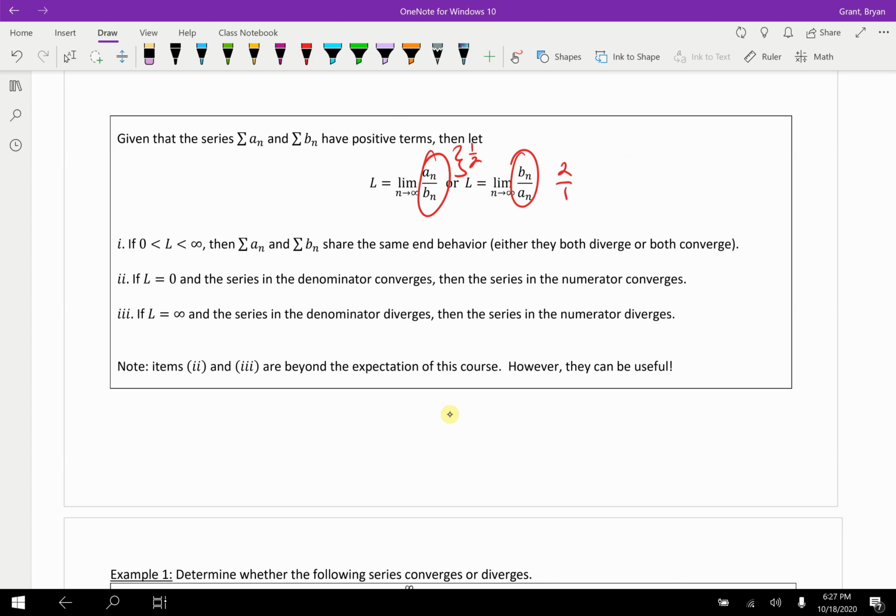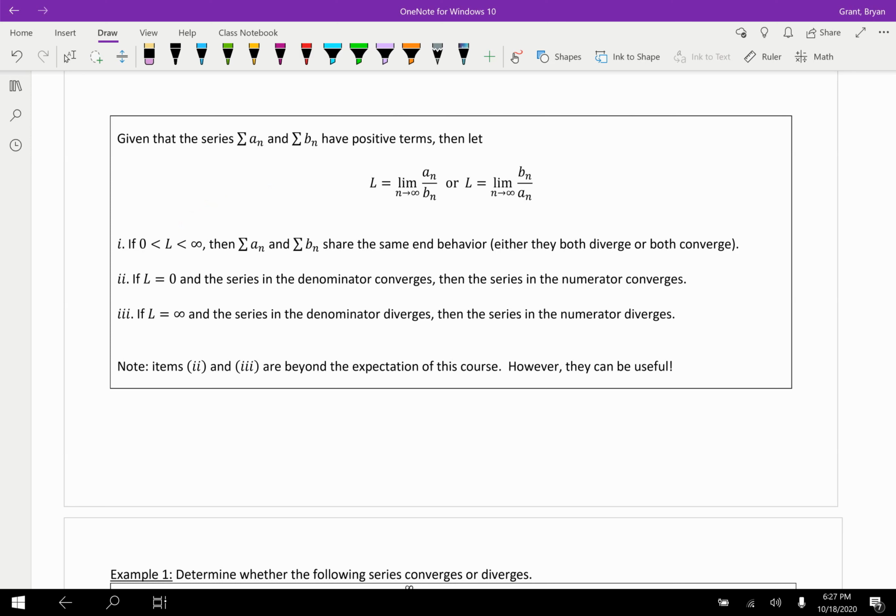Both of those are finite values, so it would tell us the same conclusion. The order doesn't matter here, which is very nice. If the value of L, the value of the limit when you divide one series by the other, one infinitely large term of a sequence by the other, then the two overall series share the same end behavior. They both diverge or both converge.